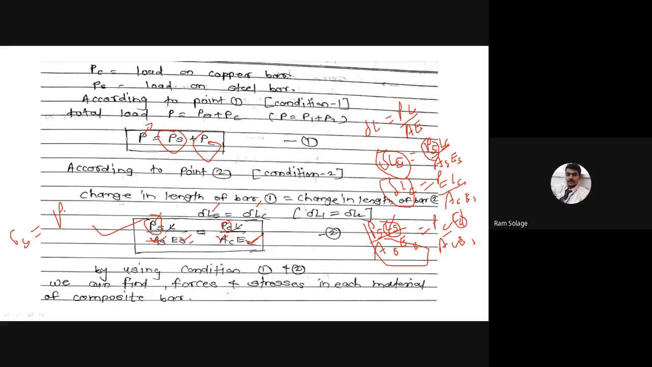Sigma S means PS upon AS. Already we found PS by comparing the two equations, and AS is known, so calculate sigma S. Similarly, sigma C is equal to PC divided by AC. Already we have calculated the value of PC, AC is known, calculate the sigma C. That's why they are asking: by using condition 1 and 2, we can find the forces. Forces means PS and PC, and we have to find the stresses in each material. Each material means sigma S and sigma C. These are the conditions for composite materials.